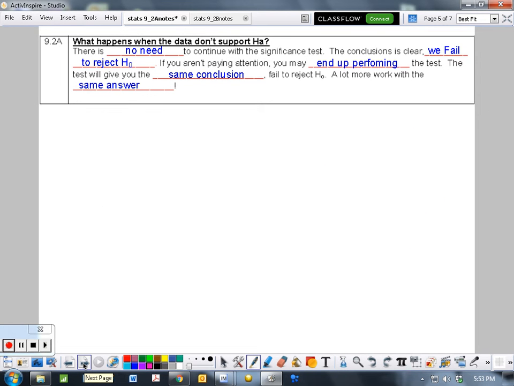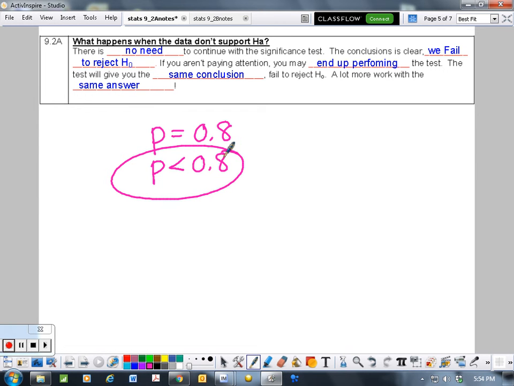So what happens when the data does not support your HA? Let's say P is 0.8, and you really think he is less than an 80% free throw shooter, and then he shoots 50 free throws and makes 49 out of 50. That 49 out of 50 does not support your HA, so you just stop. There's no need to continue with your significance test, because your conclusion is already clear. You fail to reject H0 because your evidence does not support that it is less than 80%.